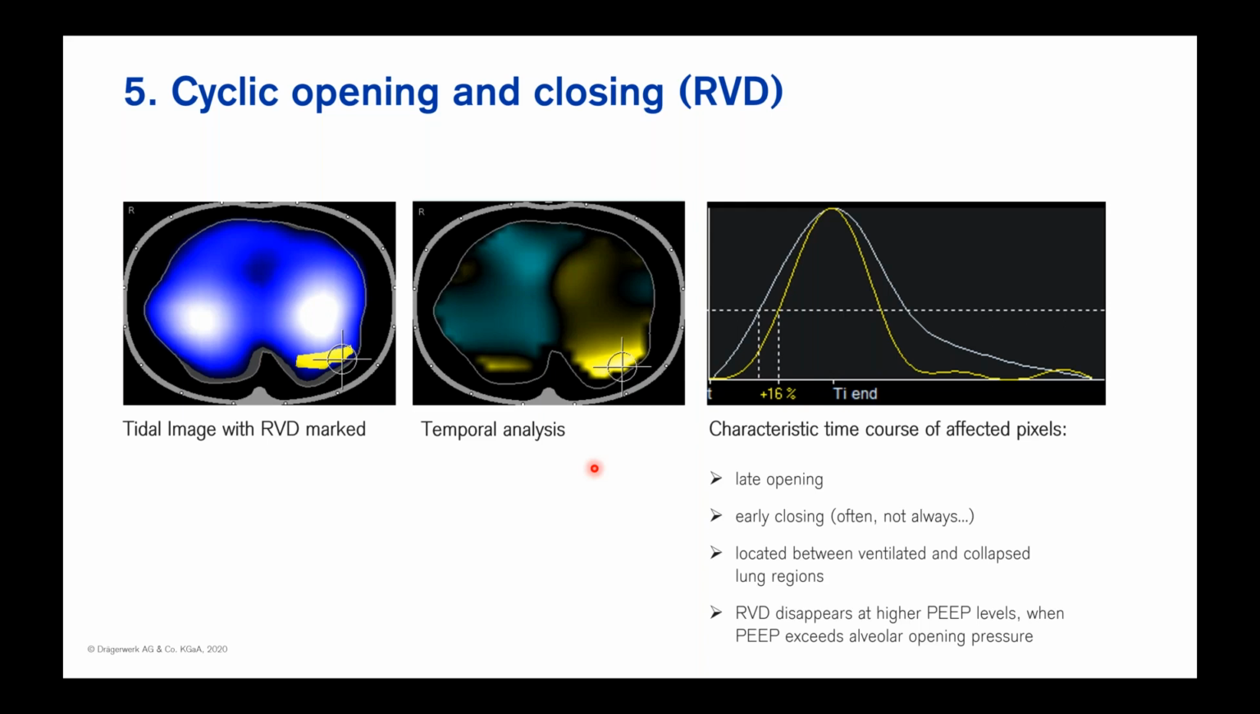So the typical pattern of cycling opening and closing would be that it occurs in a relatively small transition phase between collapsed lung tissue, represented here in the gray color, and normally ventilated lung areas. When you look at the affected pixels, you will see a late opening during the inspiratory phase, because first the opening pressure has to be reached in those affected lung regions. And you see that at the end of inspiration, we have no delay anymore. However, we also often see an early closing of the affected lung parts.